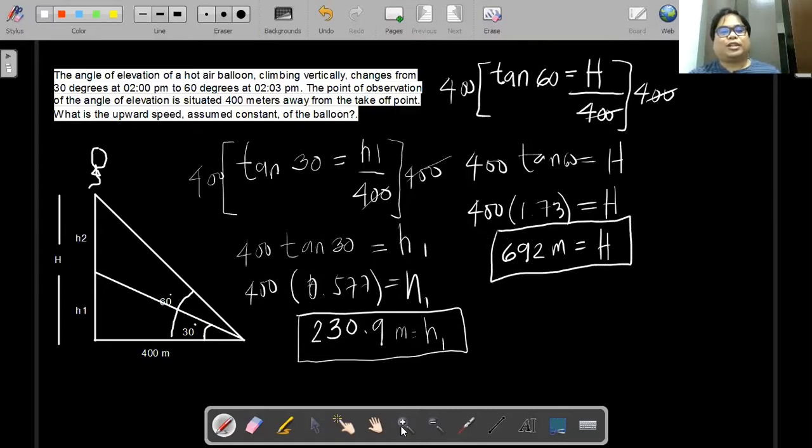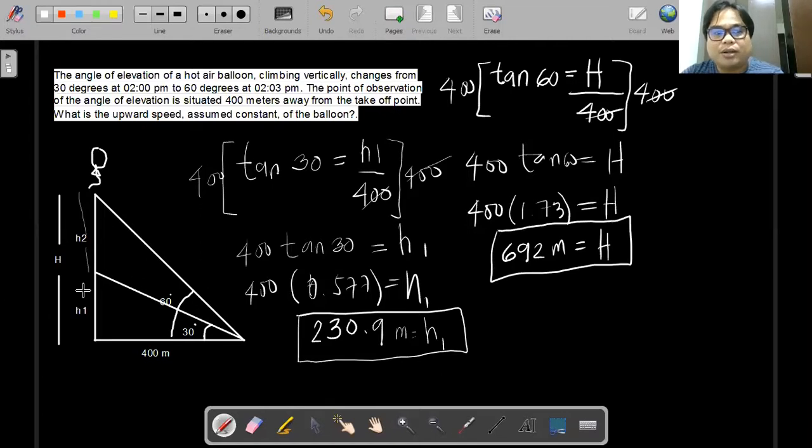So we now have solved for the smaller height, and we have solved for the entire height. But the question here is we will have to solve for the speed of the balloon. And what we are given here is the time it took from this point to this point. In this case, the vertical height it took is what we call h2.